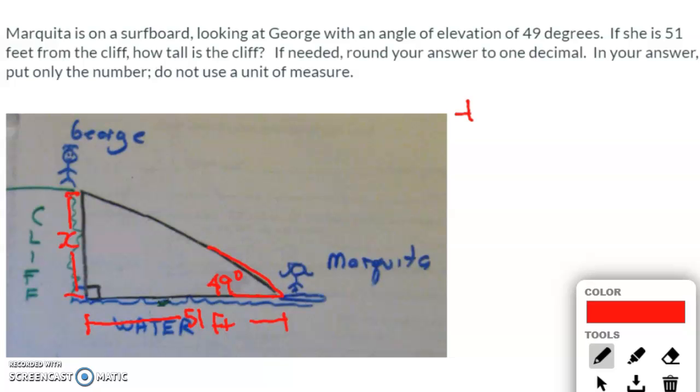So again, we're going to be using tangent of 49 degrees is going to be equal to opposite is the x, adjacent is 51, and you're going to solve to find the answer.